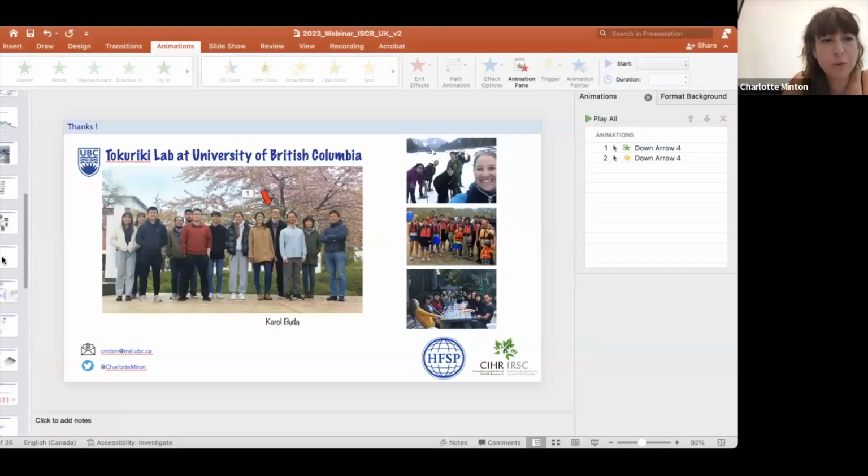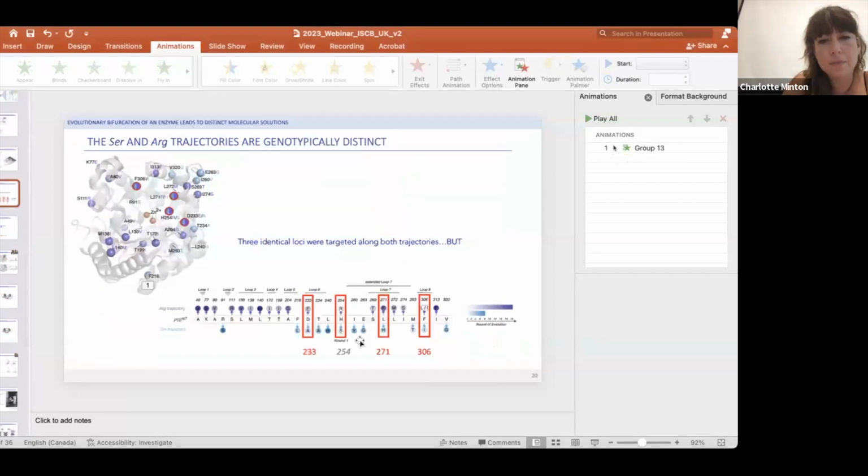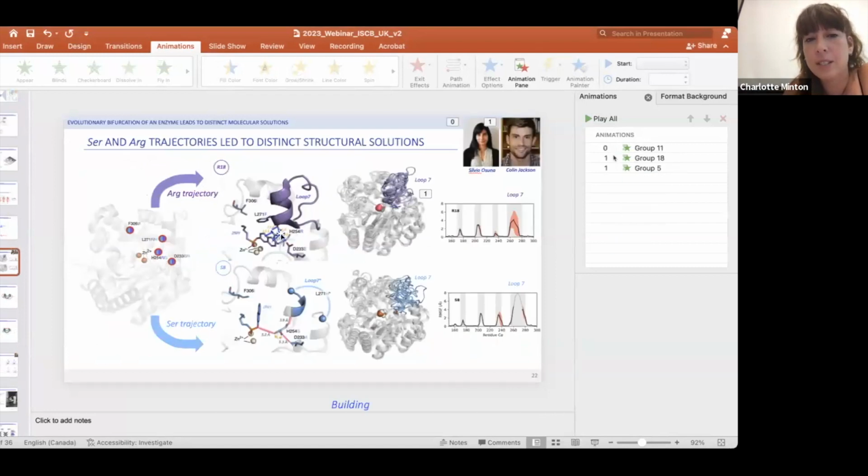So overall, the mutations are close and far. In the arginine trajectory, Nobu found that at the beginning of evolution, he tends to accumulate mutations very close to the binding site. And as I've shown you here, these mutations actually directly interact with the substrate. However, he had about 18 mutations. So as evolution progressed, he started to fix mutations a little bit more remotely.